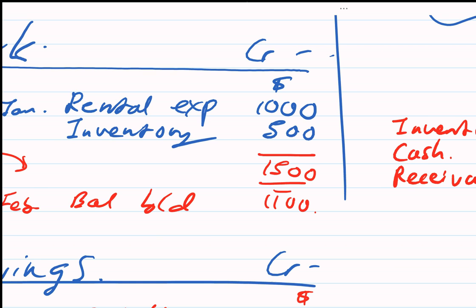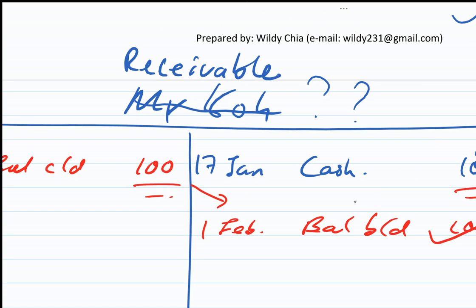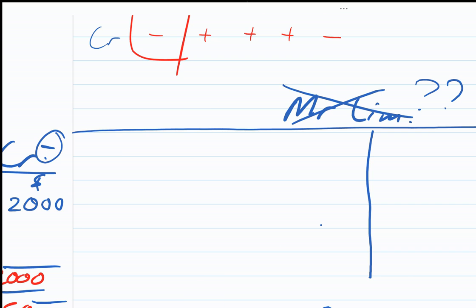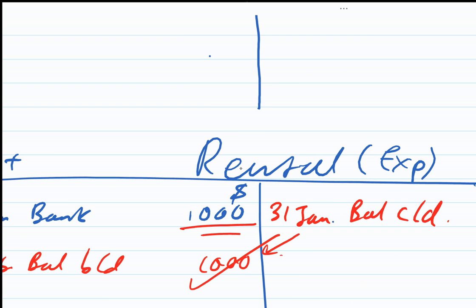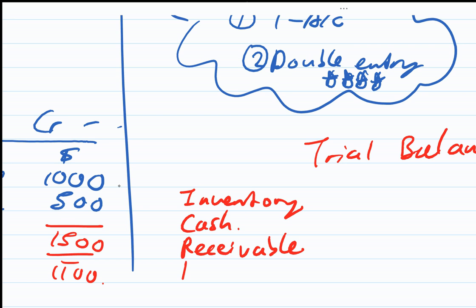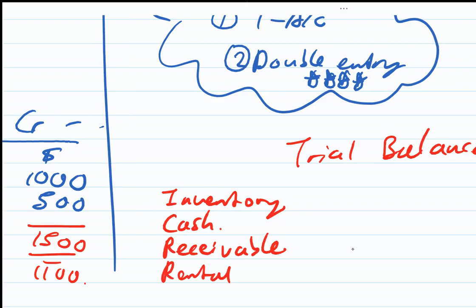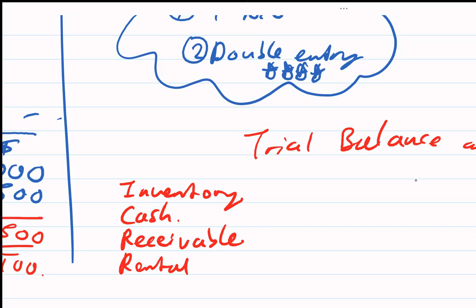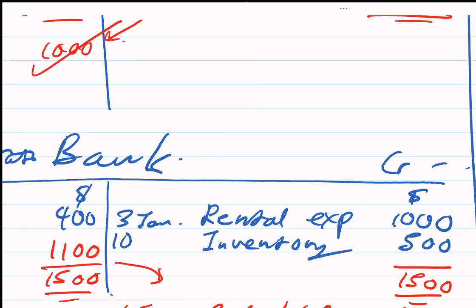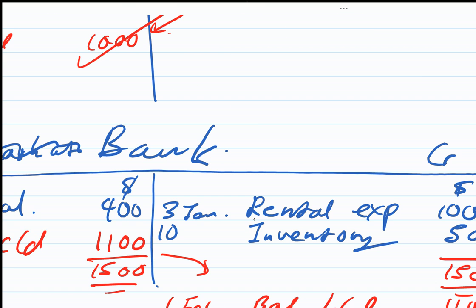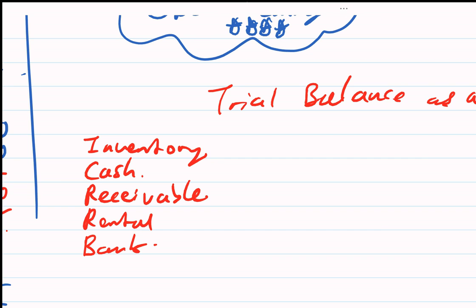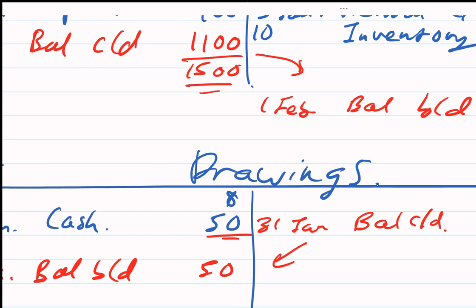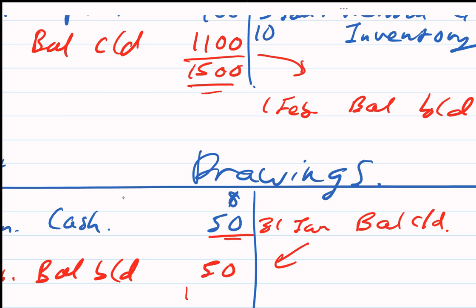Okay, going on. Okay, so let's see what's the next account. The next account is rental. Rental 1000. Bank 1001. What else? Capital. And then there is drawing.